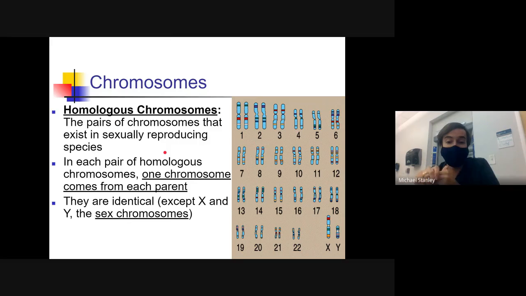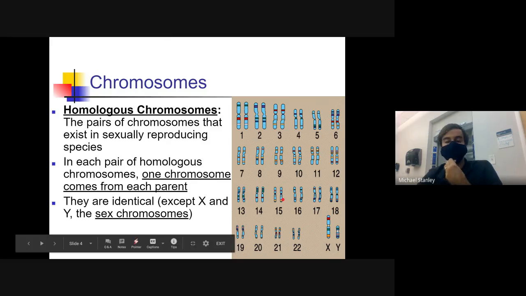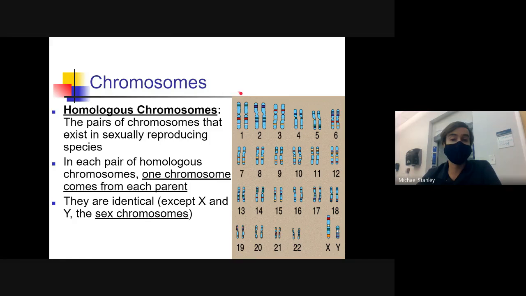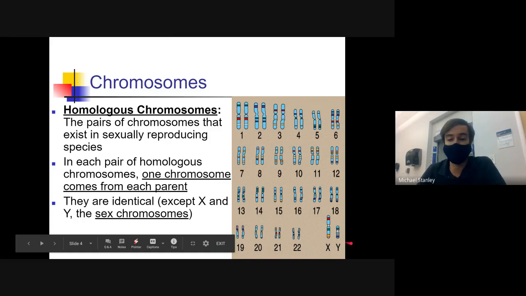The reason why you have 2 copies of every single chromosome is that you get one chromosome from your mom and one chromosome from your dad. So one copy came from mom and one copy came from dad. These copies are identical. Every copy of your DNA has the same genes on them in the same order. The only ones that are different are your sex chromosomes, your X and Y chromosomes.